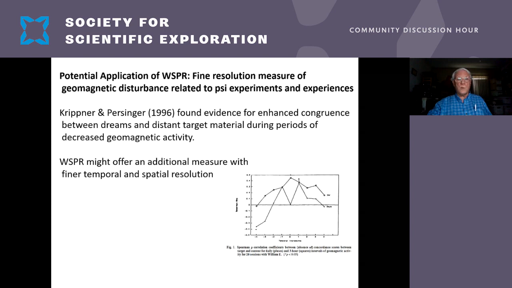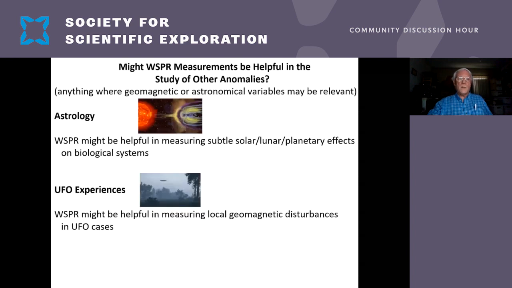And I think that's the last one. Oh, not quite, though. This is the last one. This might also be useful for other anomalies. For example, astrology is all about subtle solar and lunar and planetary effects on biological systems. And WSPR might be helpful in measuring some of those because, again, it's very sensitive to disturbances due to solar radiation. It couldn't hurt looking at it for other kinds of effects on biological systems.